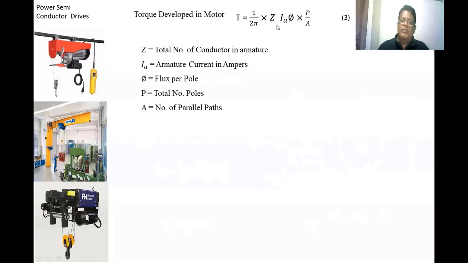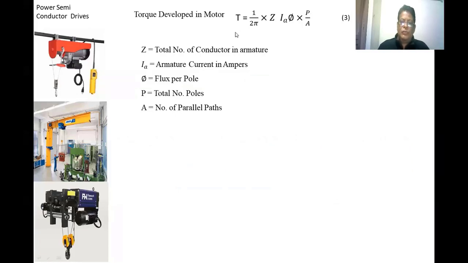Now we are defining each variable. Z is the total number of conductors, Ia is the armature current in amperes, phi is the flux per pole, P is the total number of poles, and A is the number of parallel paths. It also depends on which type of winding, that is wave winding or lap winding.